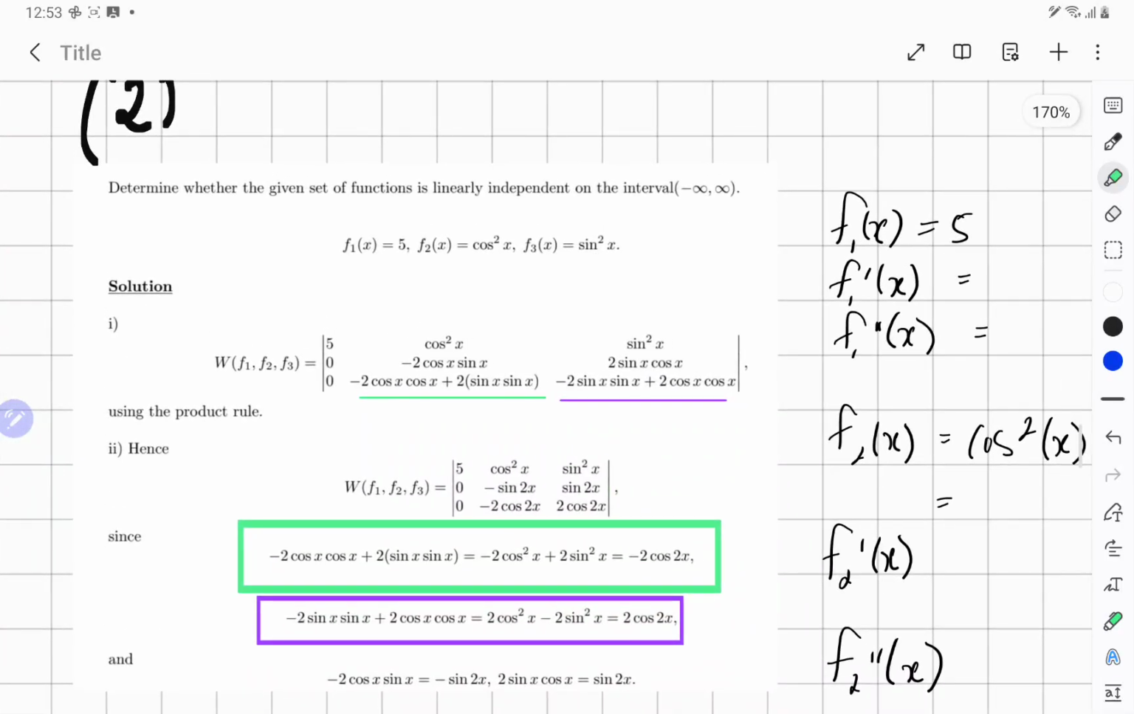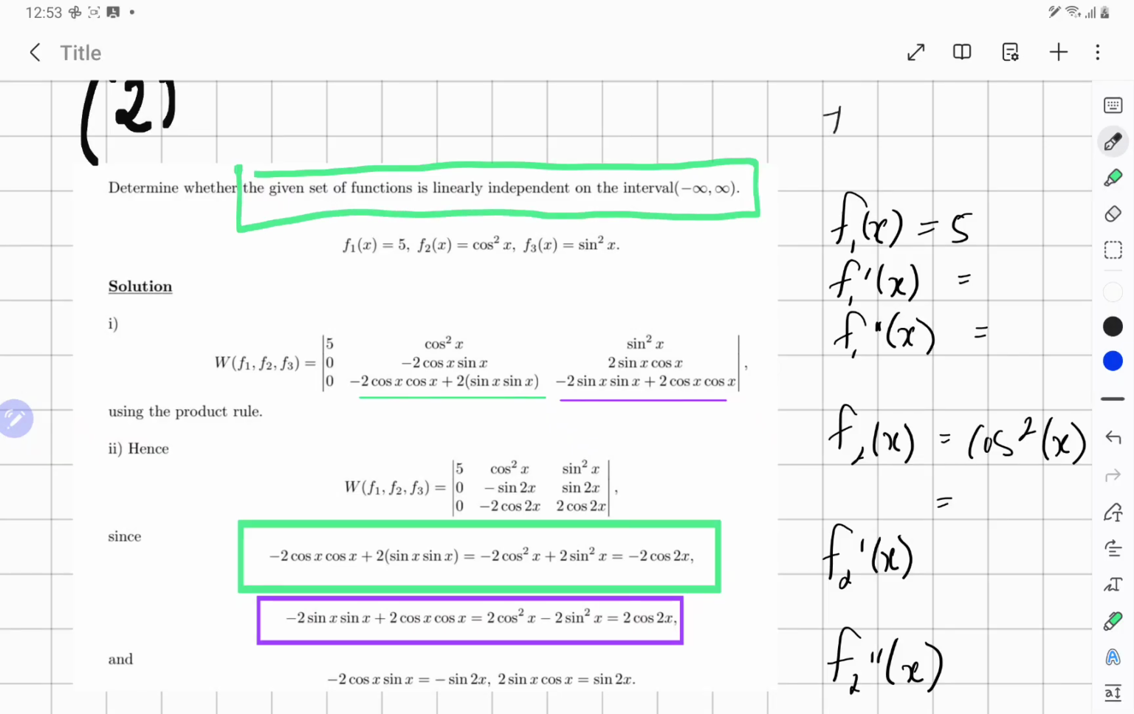An exam type or test type question. They ask us to determine whether the given set of functions is linearly independent on I. I here will just be all real numbers, because minus infinity to infinity, real numbers.